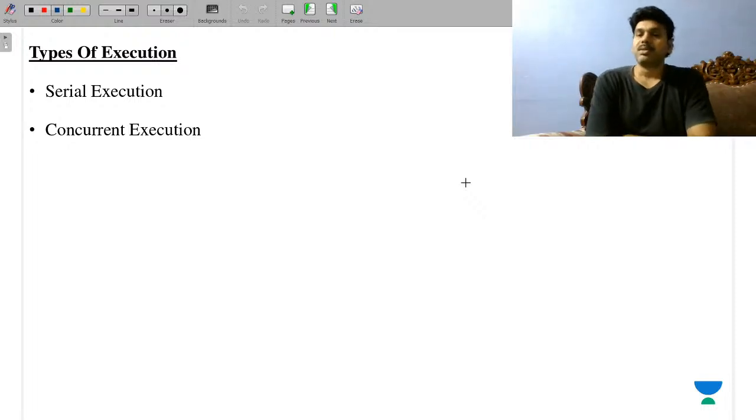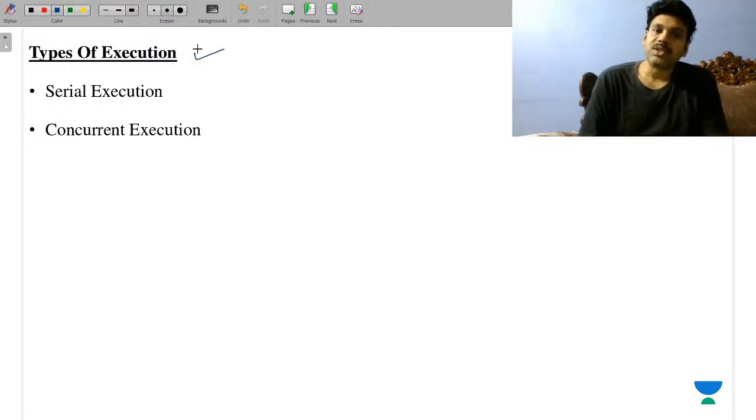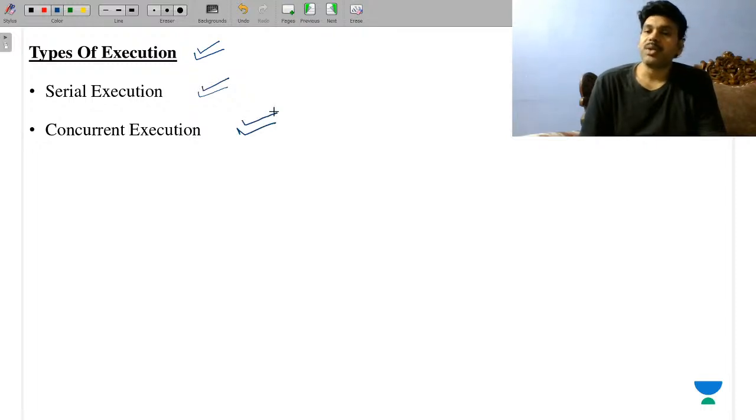As far as process synchronization is concerned, I want to put the content like this. First we understand what types of executions we have. We know there are two famous executions. One is that your process can be executed serially, and the other is that a process can be executed concurrently. So what is the advantage and the disadvantage of the first methodology of execution, that is serial execution?